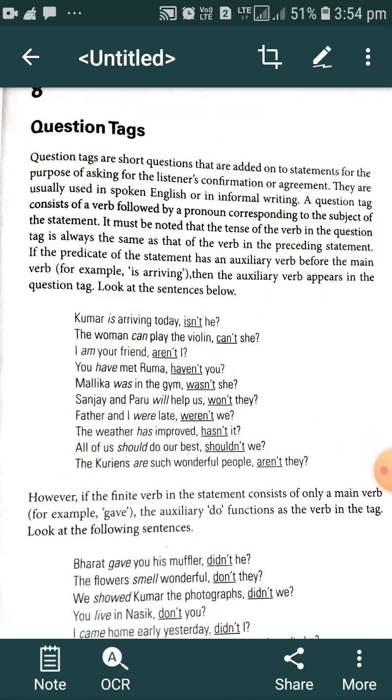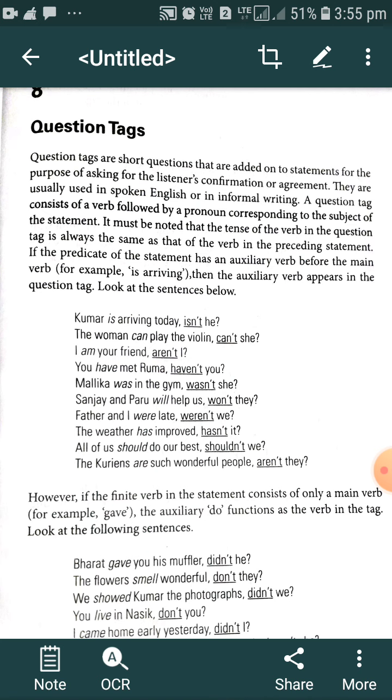A question tag consists of a verb followed by a pronoun corresponding to the subject of the statement. It must be noted that the tense of the verb in the question tag is always the same as that of the verb in the preceding statement. So this is the most important thing, that the tense of the verb in the question tag is always the same.